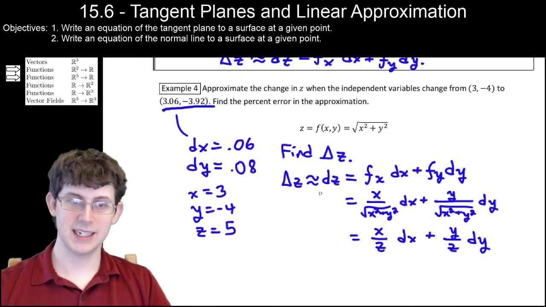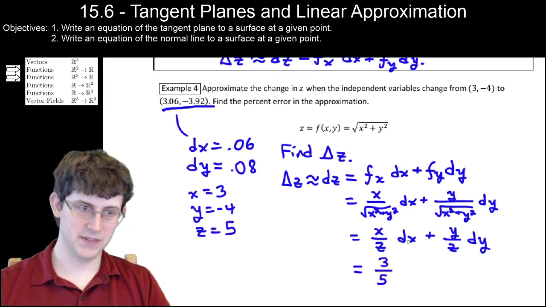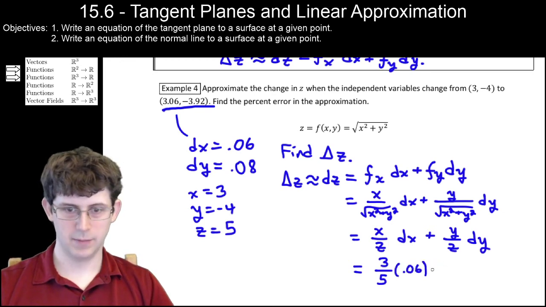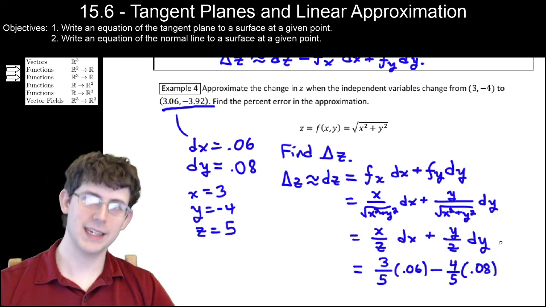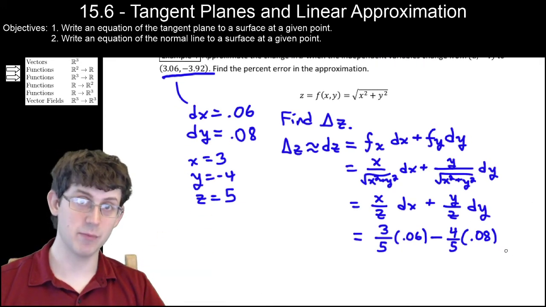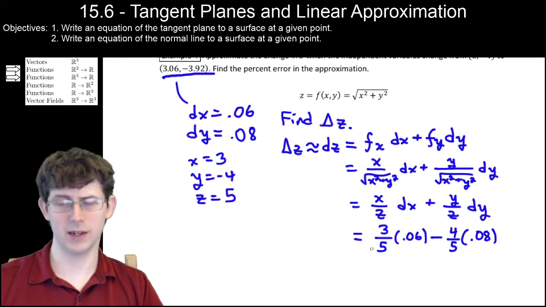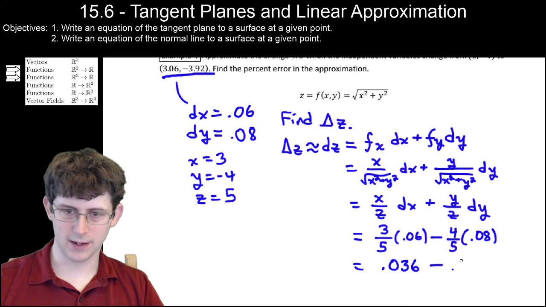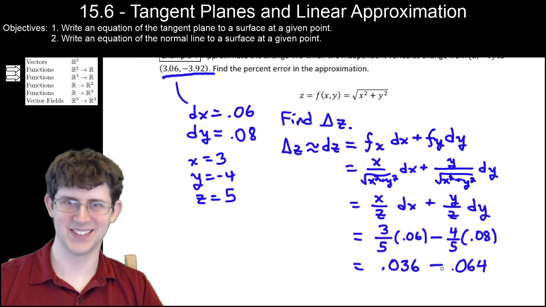So we can just drop all these things in here, and it tells us, according to the differential, how much z should change. 3/5 dx minus 4/5 dy. And you should recognize these calculations, that this was just a much faster way to get to the same thing that we calculated before. This is like, I have to do a fifth of 0.06, and that's 0.012, and here's 0.036, and then it goes down by 0.064? I don't remember. Yeah, I think that's what it was.